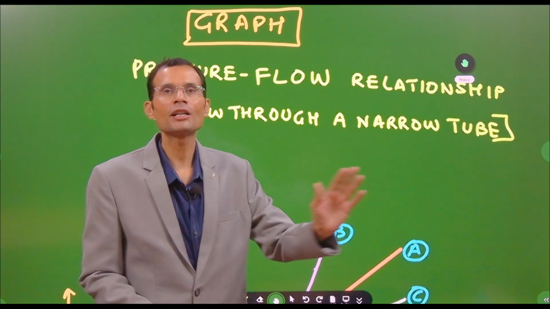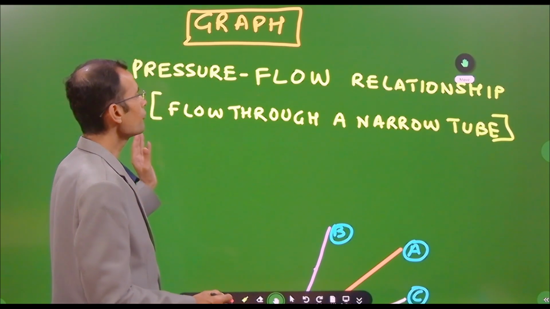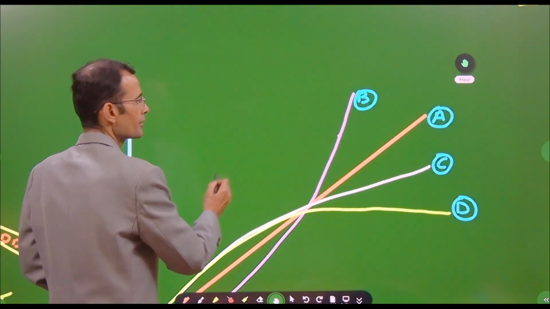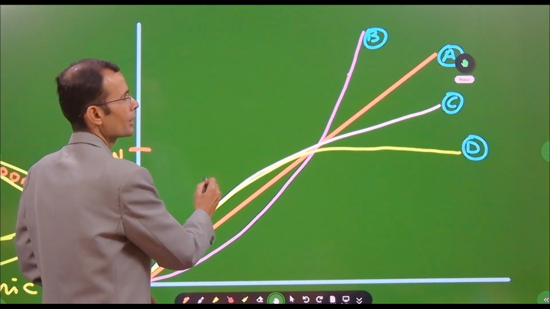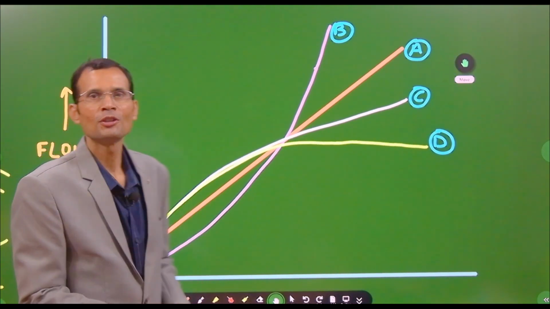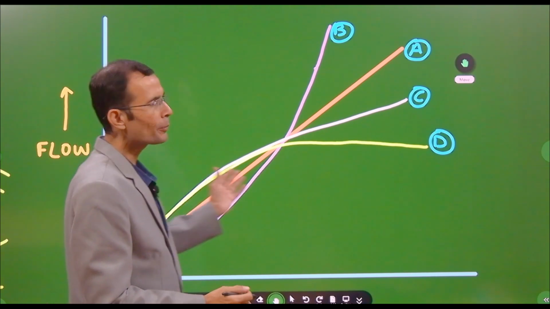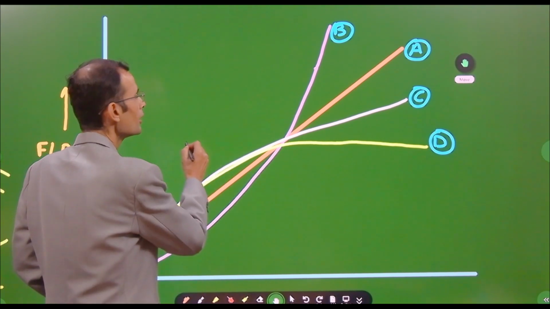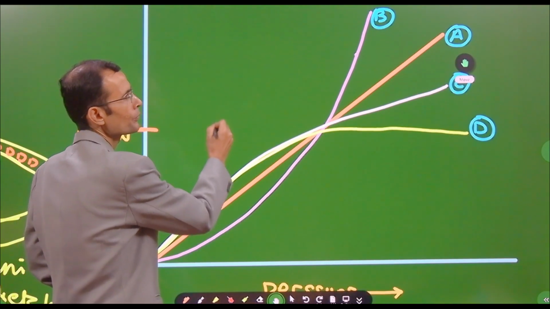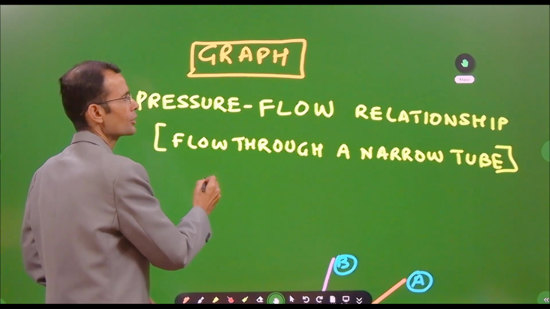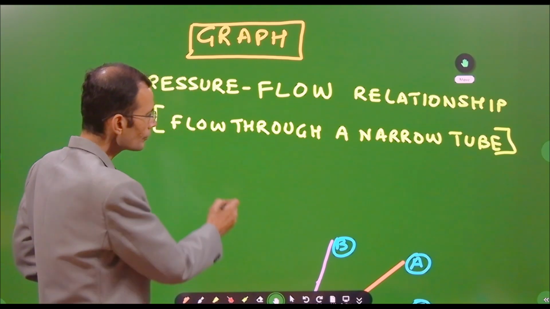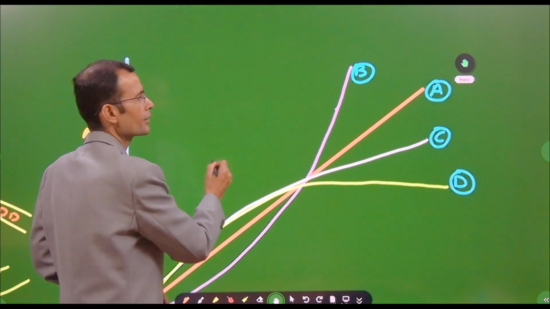Pressure flow relationship, and this is about the flow through a narrow tube. The graph appears something like this, and it might scare you because it is appearing complicated, but in reality it's a very simple graph. So let's understand what this graph is all about. It's about the pressure flow relationship, that we have already mentioned now. There was an MCQ related to this graph.